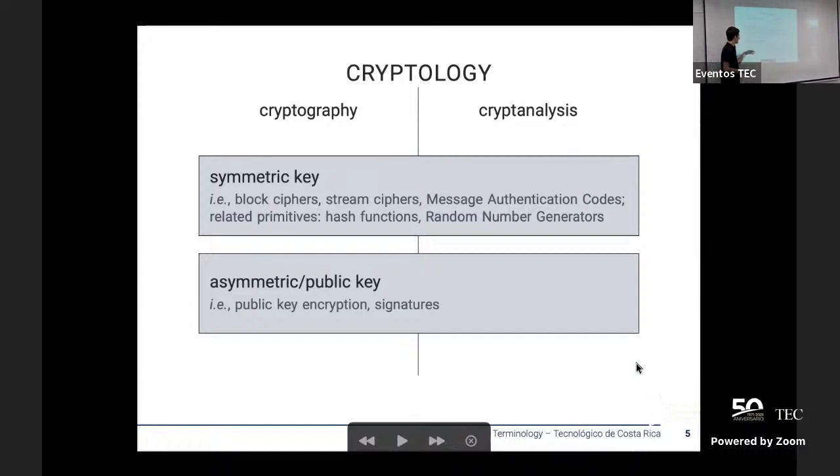So for symmetric key crypto, you can think of block ciphers, stream ciphers, message authentication codes. But I also like to encompass hash functions and random number generators under symmetric crypto, although there is no key in random number generators. But also key derivation functions, etc. Those are all under the umbrella of symmetric key crypto. And asymmetric key crypto is for example public key encryption like the RSA algorithm, or signatures. Remember, you have signatures in public key and message authentication codes in symmetric key. That's the terminology, but we'll come to this later.